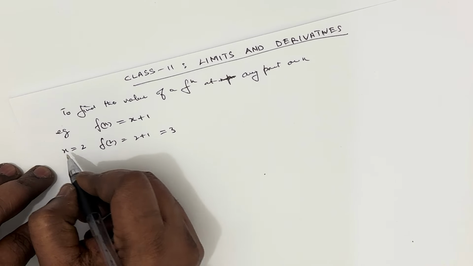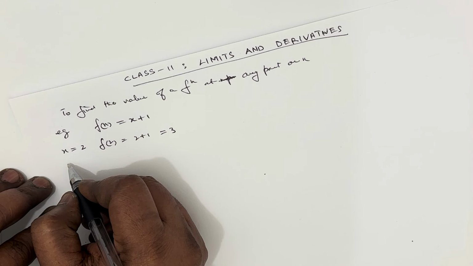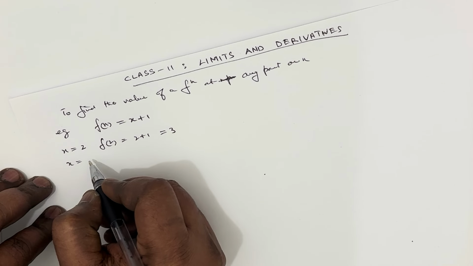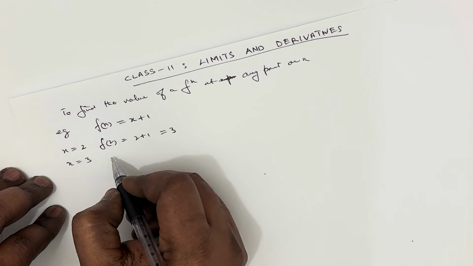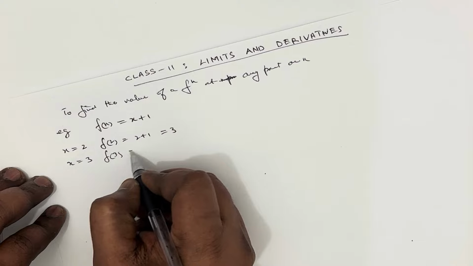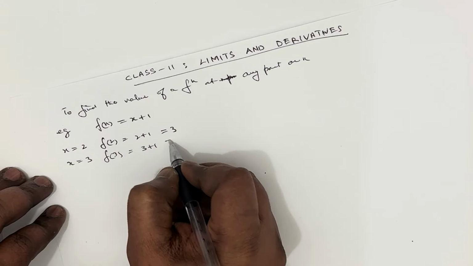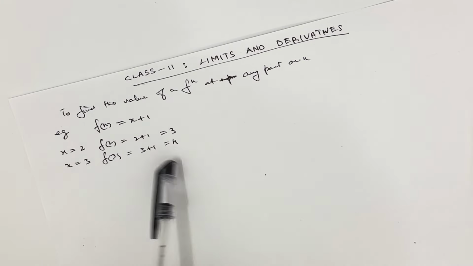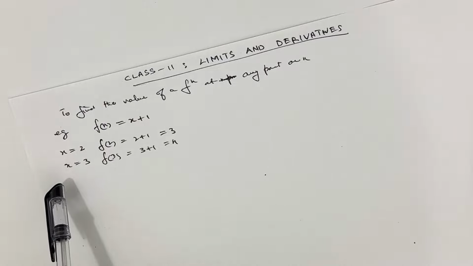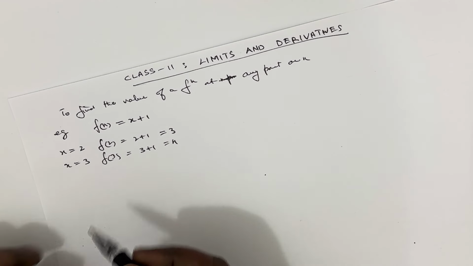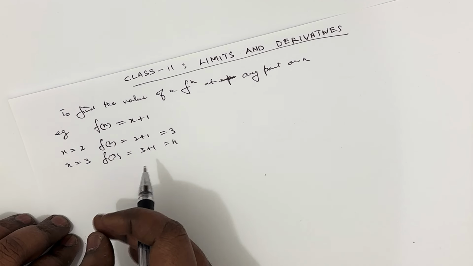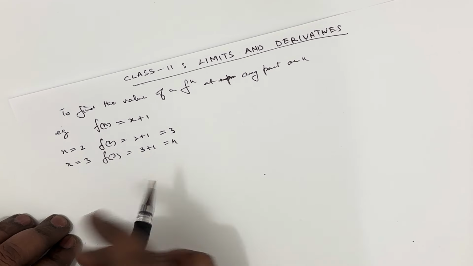Now again, at the point x is equal to 3, we write f of 3 is equal to 3 plus 1, which is equal to 4. So this is the value of a function at x is equal to 2 and x is equal to 3. This is how we find the value of a function at a particular point.